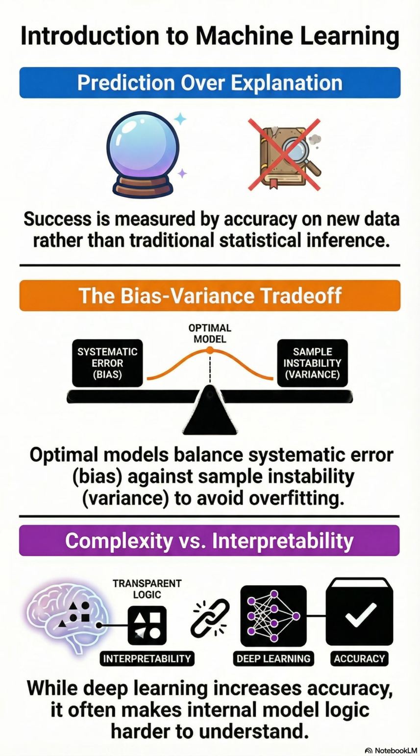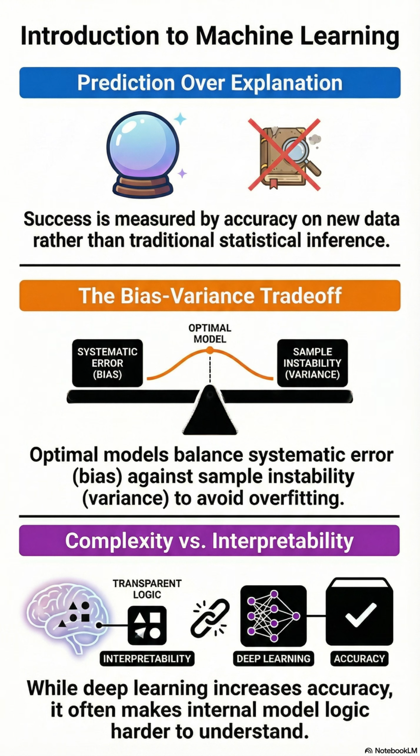To understand why simpler models can sometimes outperform more complex ones in prediction, we need to understand the bias-variance trade-off. Bias reflects systematic error, that is, how far predictions are from true values on average, while variance reflects instability, that is, how much predictions fluctuate across samples.